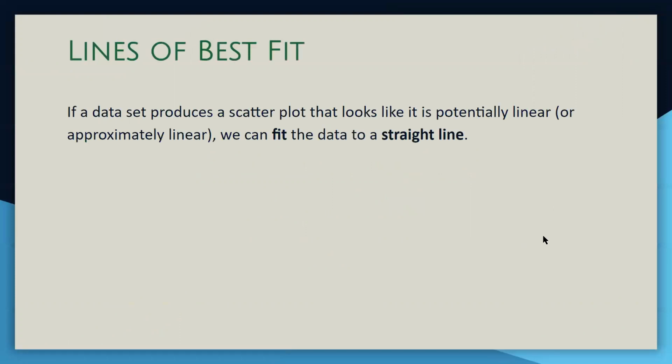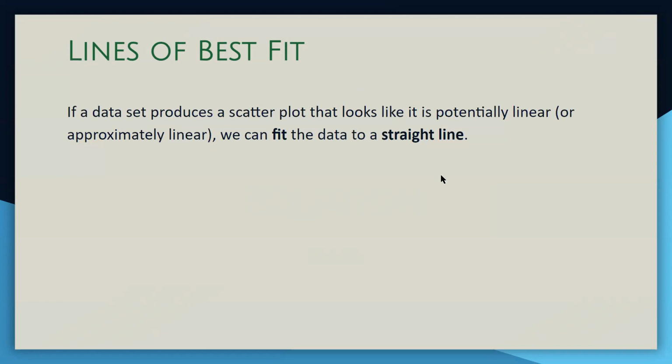If a data set produces a scatter plot that looks like it's potentially linear or approximately linear, we can fit the data to a straight line. So last week, we learned the first step in our regression and correlation analysis, which is to make a scatter plot and to look at the shape of the data and the apparent strength and direction. Does it tilt up or down? Are the points closely packed together or really spread apart?